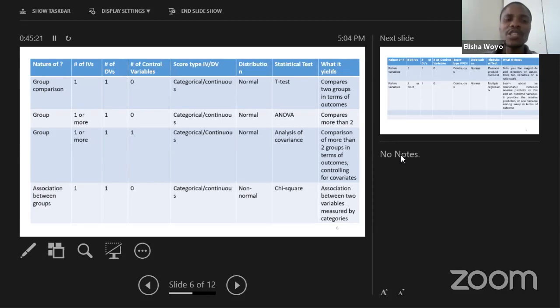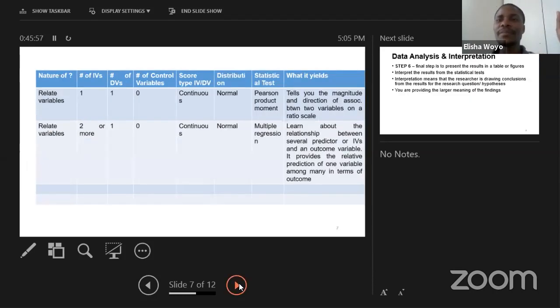If you are worried about association between groups, you have got a single independent variable, a single dependent variable, and your data is categorical and continuous, but it's not normally distributed, that's where you're going to use chi-square analysis. The scores around your sample should not be normally distributed. Then you use chi-square, and what it yields is information about the association between two variables that are measured by that particular category.